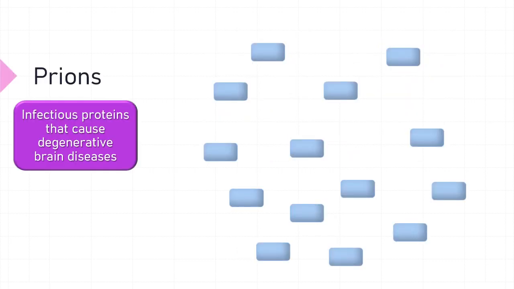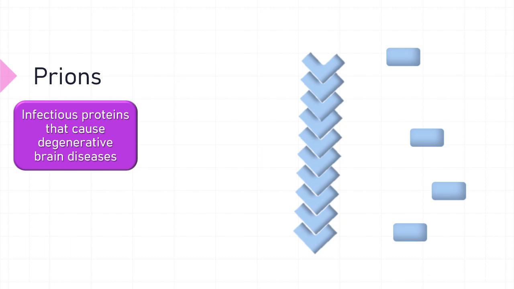Not all infections are caused by viruses. Prions are in fact even simpler than viruses, as they are just a single protein. These misfolded proteins have the ability to cause other proteins to misfold, and all of these misfolded proteins begin to aggregate, disrupting the function of the cell and leading to degenerative brain diseases like scrapie in sheep, mad cow disease in cows, and Creutzfeldt-Jakob disease in humans.